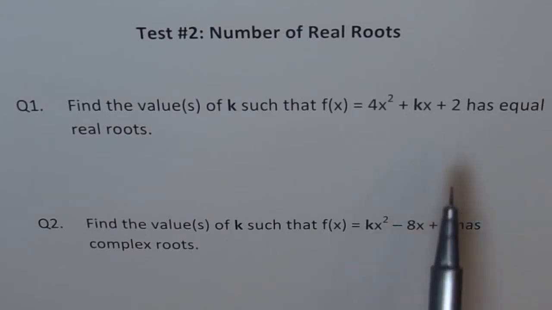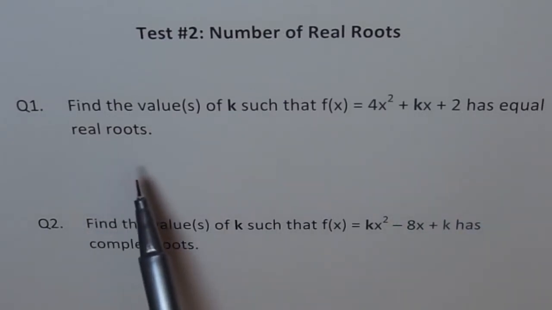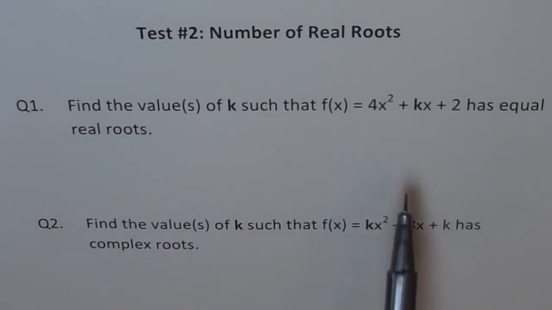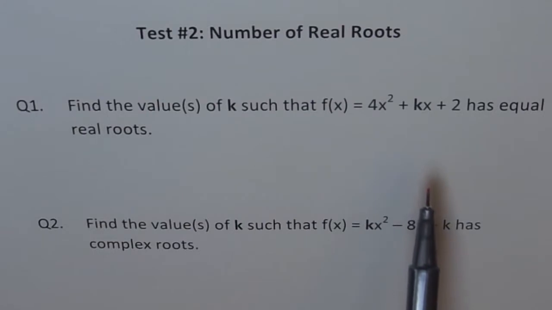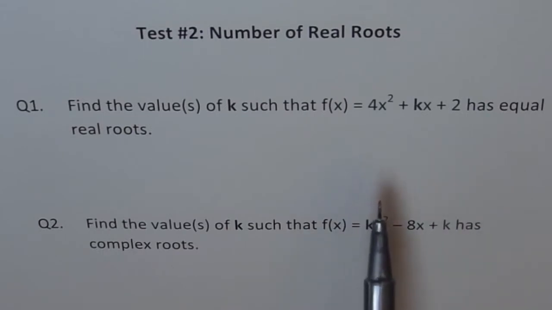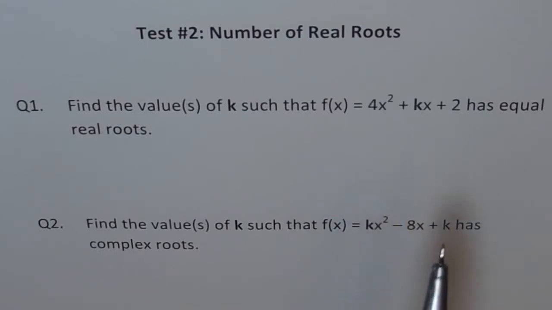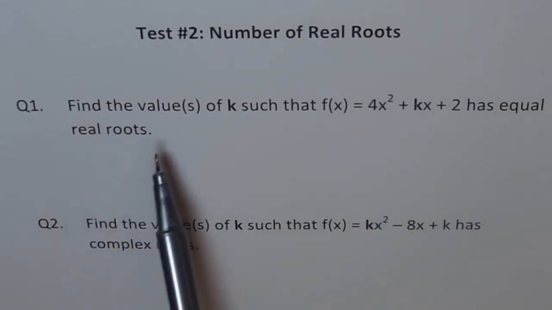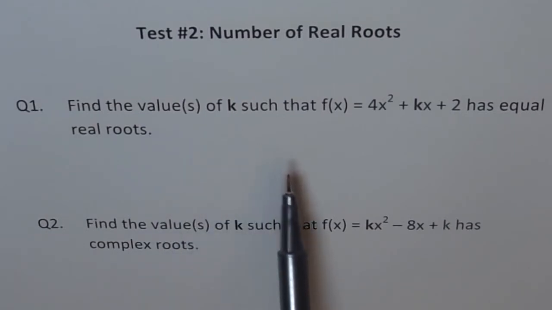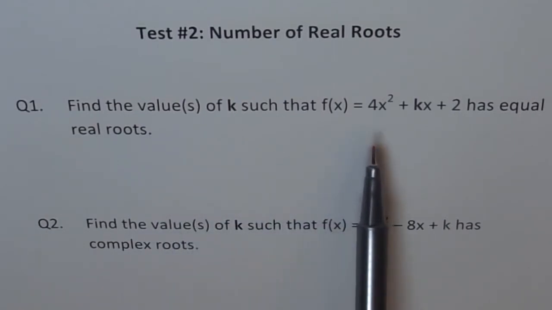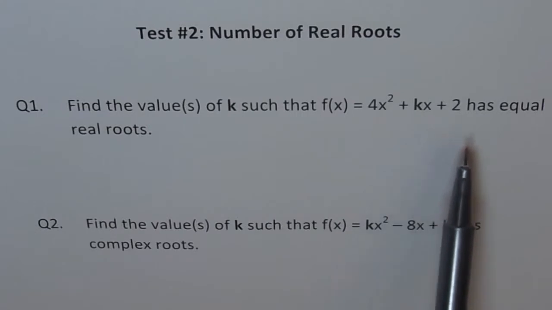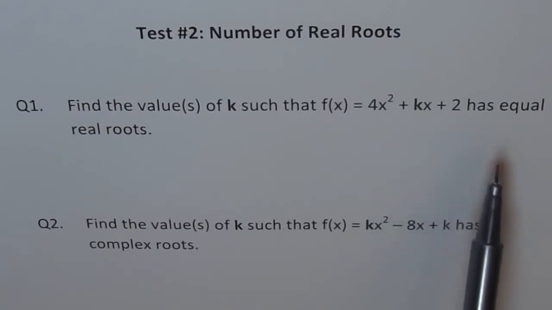Now here when we say equal real roots, that means both the roots are, first thing, real, second, they are not distinct, they are the same. Do you understand? So sometimes we use the word distinct roots. Distinct means separate roots. Equal real roots means exactly one root. So think that this problem says find the values of k such that f of x equals 4x squared plus kx plus 2 has only one root.